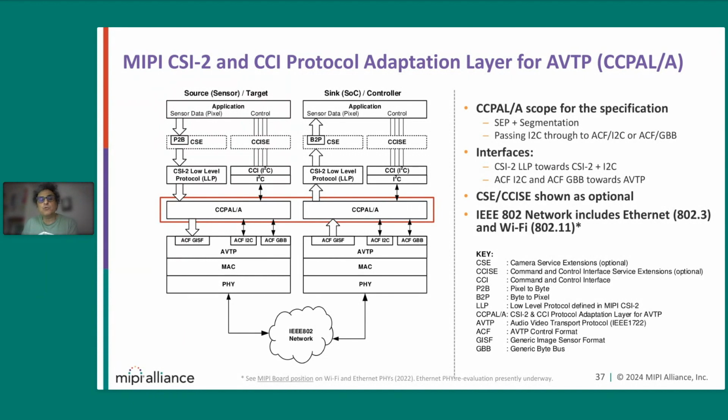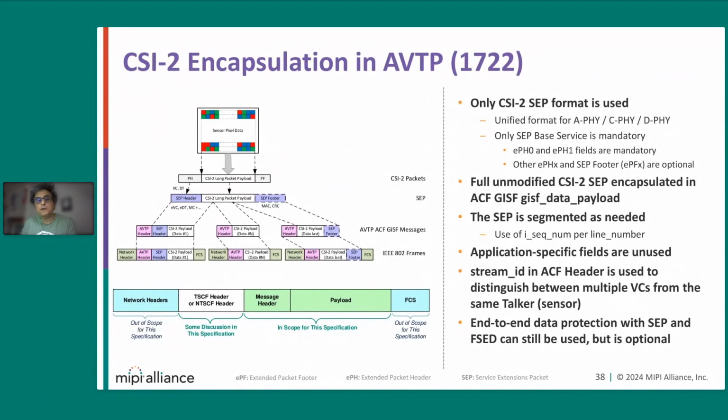And basically what we do there with the new 1722B spec that IEEE is working on, they are defining a so-called new generic image sensor format. And this is the interface we are using on the 1722 to transport CSI2. And in addition to that, we are using the ACF messages for I2C and GPIO, which are defined by 1722B, to transport all the control information of the camera control interface, CCI.